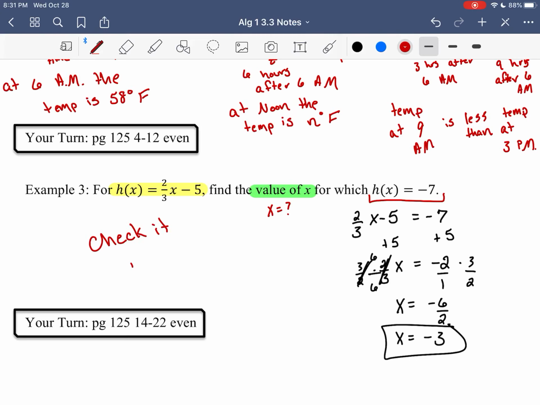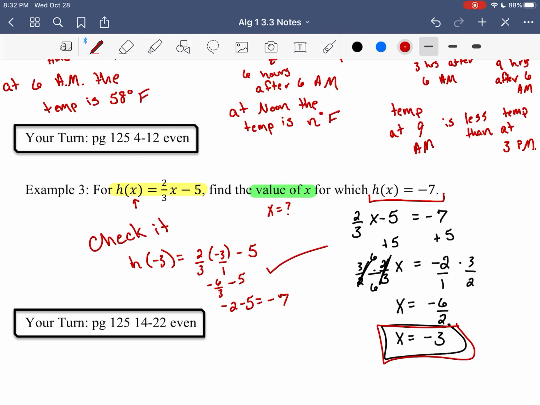So I can check this one. If I put a negative 3 in here for x, h of negative 3, I should get out this negative 7. So h of negative 3: 2/3 times negative 3 minus 5, 3 over 1. So 2/3 times negative 3, negative 6 over 3 minus 5, negative 2 minus 5. Yep, negative 7. Yep, it worked. So x is negative 3.